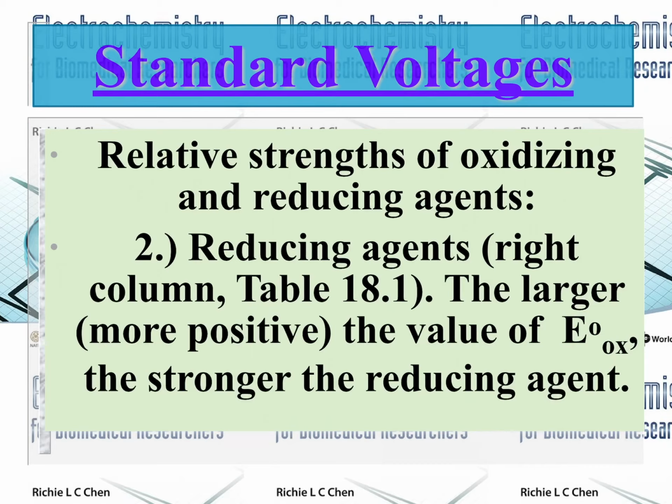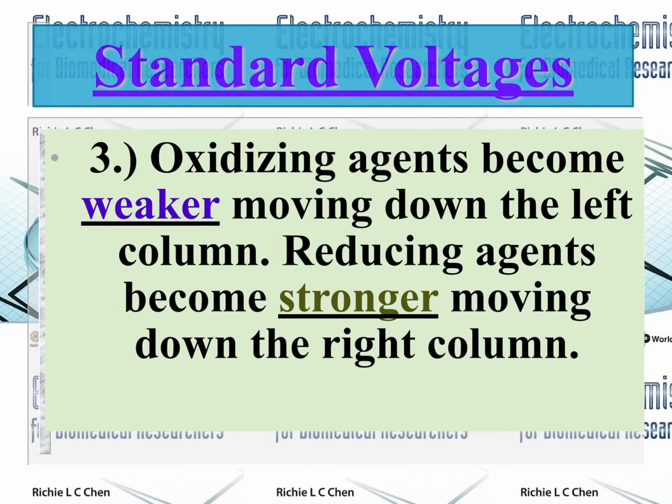So as far as reducing agents, if they give us a reduction table, we can just take the opposite. We can take a look at the more positive the oxidation potential is. That makes it a strong reducing agent. And this is true for a reduction potential table, but it would be the opposite for an oxidation potential table. I'm not going to use an oxidation potential table. They don't use it on the AP exam.